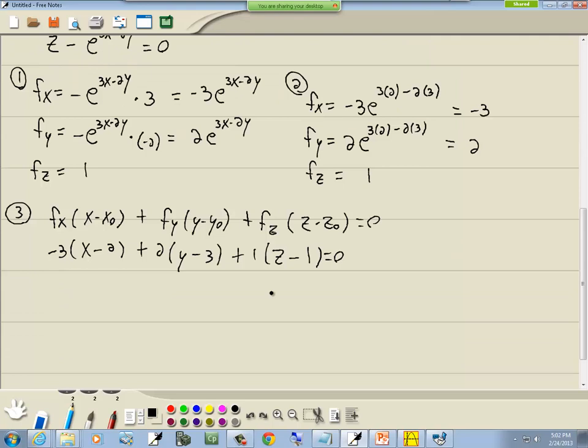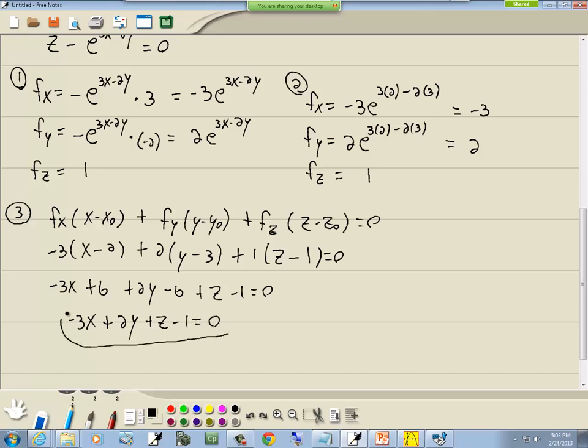Well, let's multiply this through. Negative 3 times x is negative 3x. Negative 3 times negative 2 is 6. 2 times y is 2y. 2 times negative 3 is negative 6. And then plus z minus 1 equal to 0. So we're going to have negative 3x plus 2y plus z. 6 minus 6 drops away, so we got minus 1 equals 0. And that's our equation of the plane.